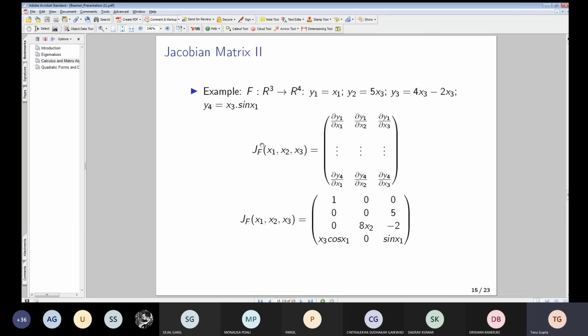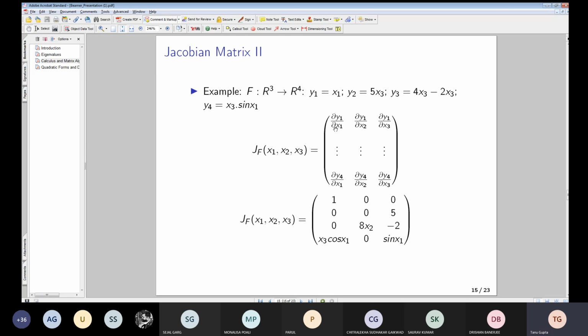So then what will be the Jacobian matrix in this case? It is nothing but a 4 cross 3 matrix. Why? Because m is 4 and n is 3. So it will be a 4 cross 3 matrix stacking like this. The first row is del y1 over del x1 up to del y1 over del x3, and the fourth row will be del y4 over del x1 up to del y4 over del x3.